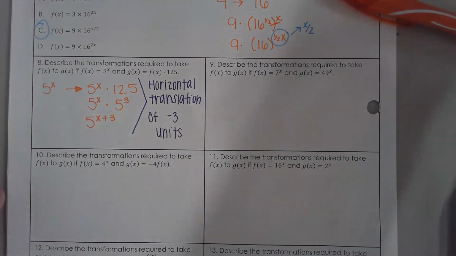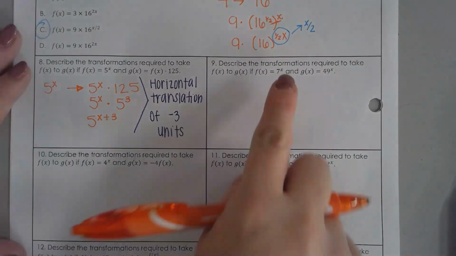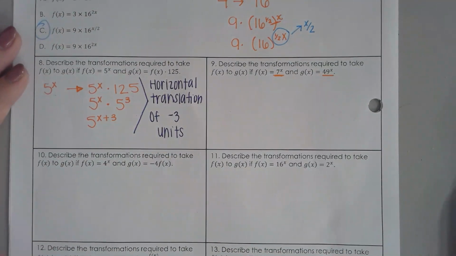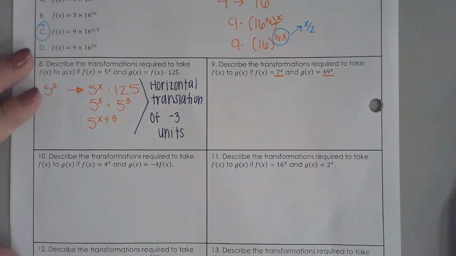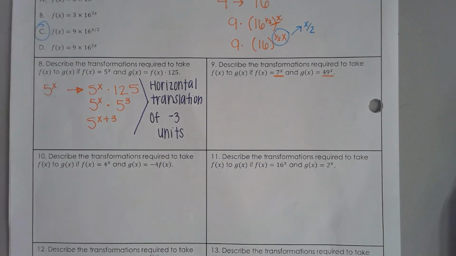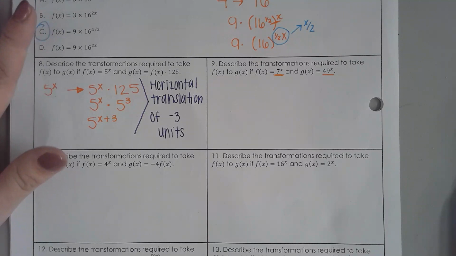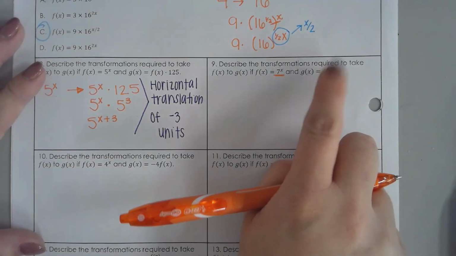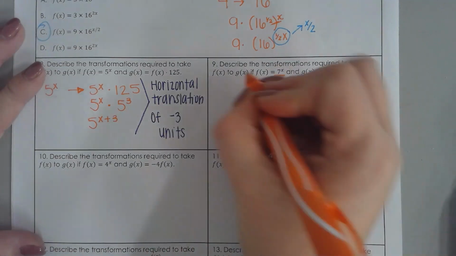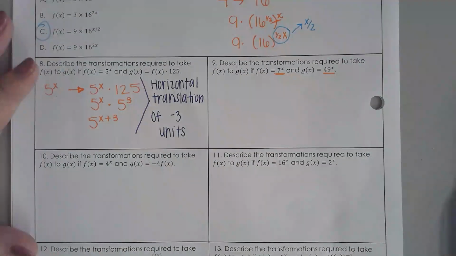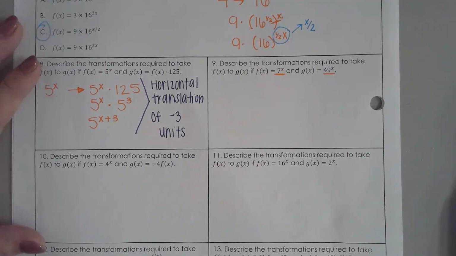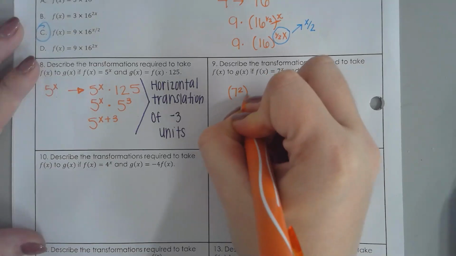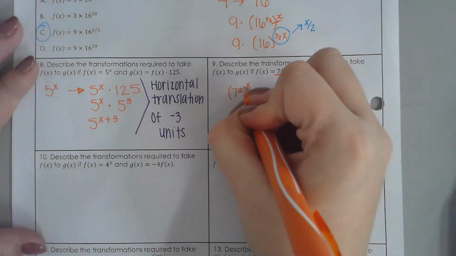Okay. Number 9. We're starting at 7 to the x, and we're ending up at 49 to the x. You can't compare or figure out what transformations happened unless they have the same base. So I need a base of 7. What can I do to this 49? How can I rewrite it to have a 7? 7 squared. So 49 is the same thing as 7 squared and then to the x power.